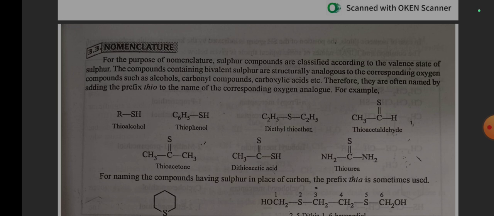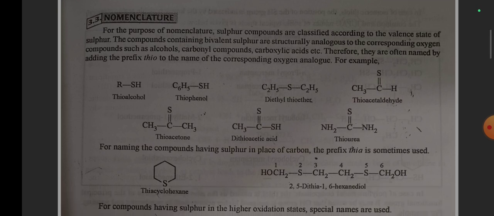Nomenclature. For the purpose of nomenclature, sulfur compounds are classified according to the valence state of sulfur. The compounds containing bivalent sulfur are structurally analogous to the corresponding oxygen compounds such as alcohols, carbonyl compounds, carboxylic acids, etc. Therefore, they are often named by adding the prefix thio to the name of the corresponding oxygen analog. For example, thioalcohol, thiophenol.